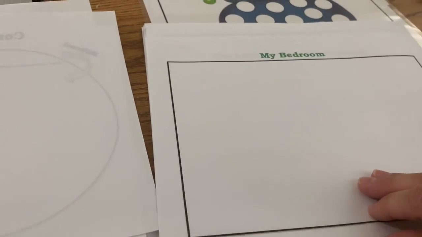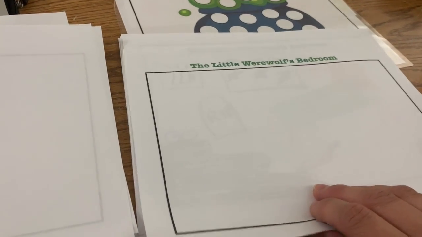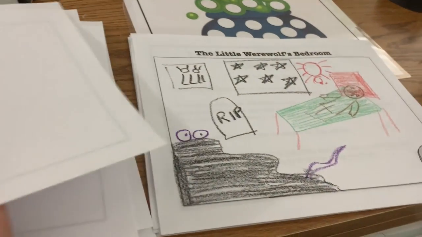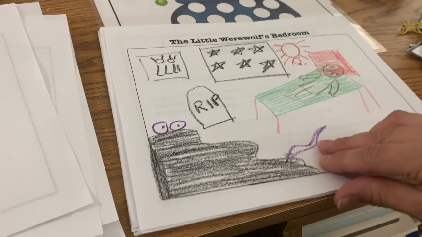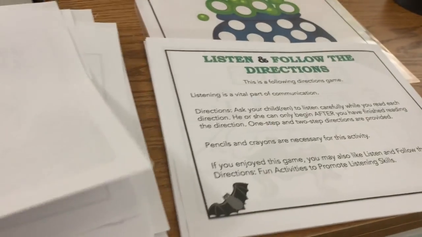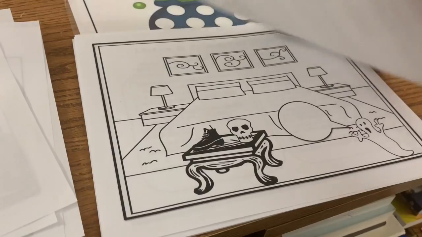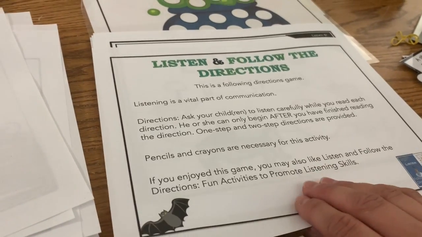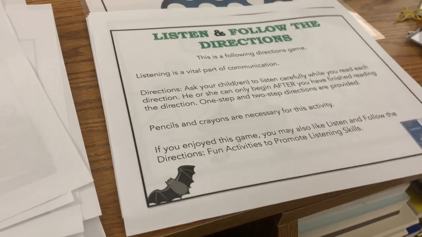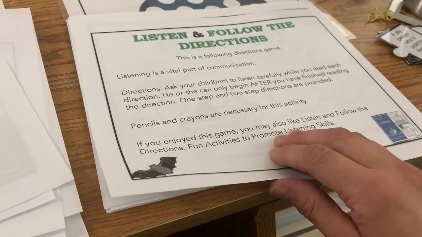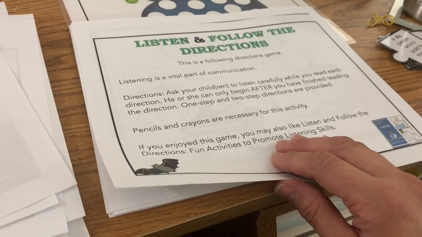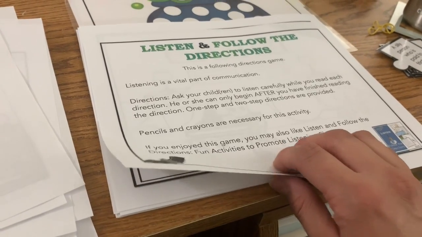They can draw a picture of their bedroom before reading the book. Then they can draw a picture of the little werewolf's bedroom and compare and contrast them. This is just an example of what we did one time. Oh, and then I love targeting listening skills when we read a book, because after they've read the book, they have a context to remember. So that's really, really important when you're targeting listening skills.